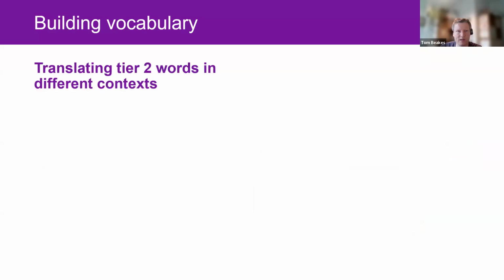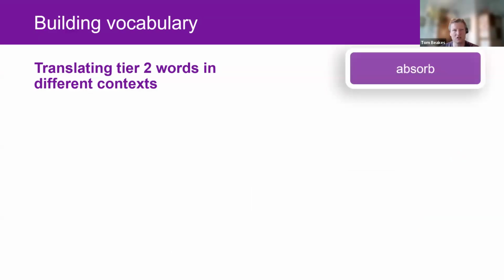And this is the idea of building vocabulary by using the same word in English across different senses with different meanings, and then getting them to translate it into their own language. So I think using tier two words, which are the academic words that appear across the curriculum, can be really helpful. So I've got the word absorb. I went to the website youglish.com, which is really great because you can type in any word and it'll give you hundreds of clips that use that word.